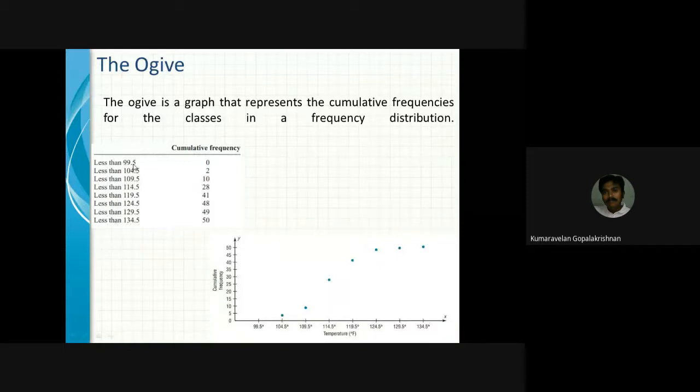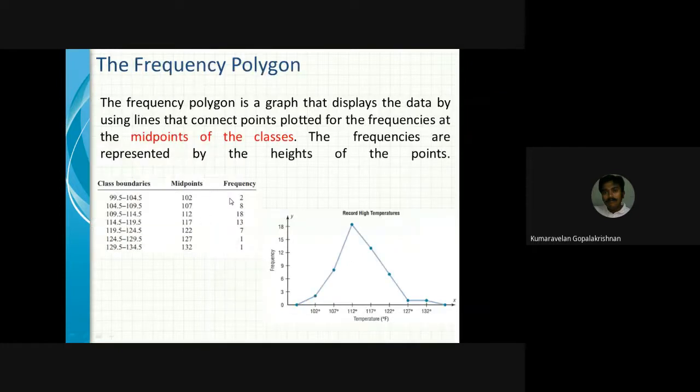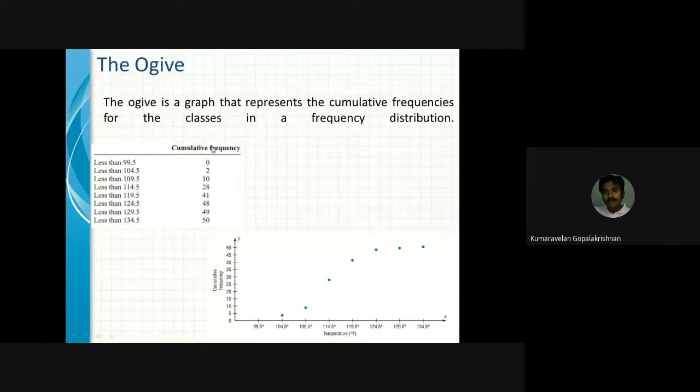Less than 99.5. So from 99.5 to 104.5, from 99.5 to 109. So this is a cumulative frequency. This is not cumulative frequency. Okay. So if you want to represent the cumulative frequency, then ogive is a very nice representation for you, right?